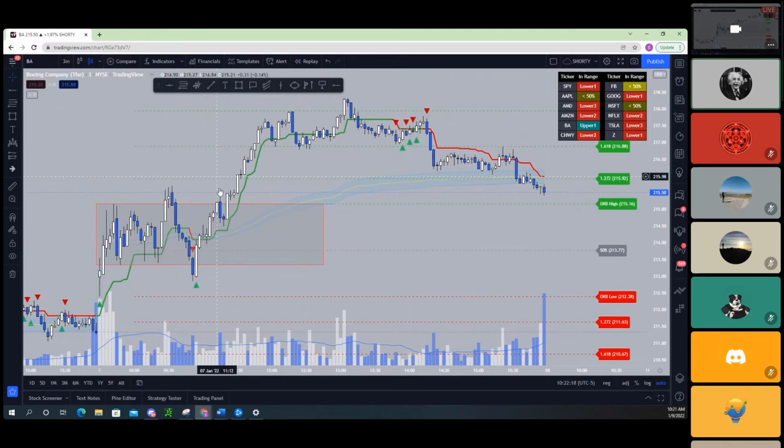So here actually created an inverse head and shoulders for the 3 minutes, right? So you had a nice left shoulder here. Here comes the drop to your head, and here's your little shoulder pullback. And then, once it broke that, it continued higher there. So that's why I like these consolidation boxes, zones.